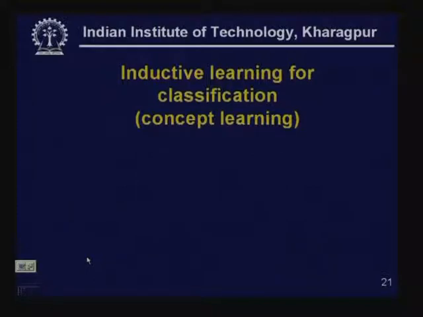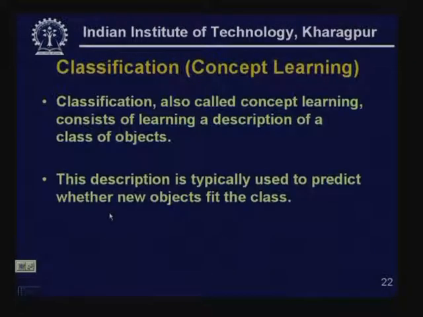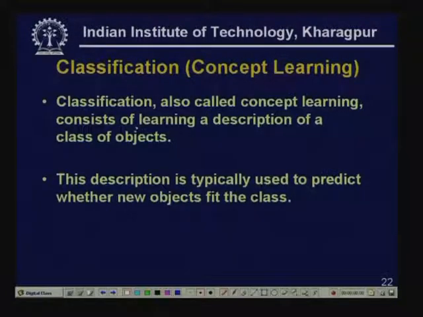Now, next we will talk about inductive learning for classification, also known as concept learning. In fact, in most of the lectures on learning in this course, we will mainly be looking at the idea of concept learning. So, what is concept learning? Concept learning or classification means learning a description of a class of objects. So, we have some concept or some object whose description we wish to learn, and concept learning is learning this description.